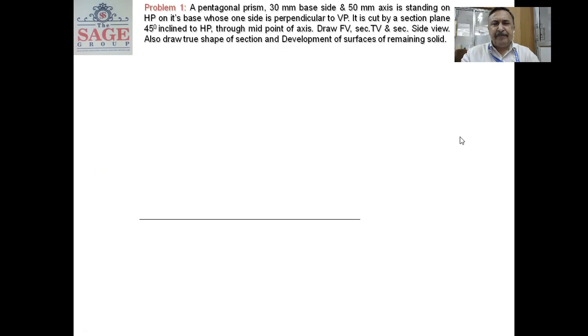So first of all, as we do every time, draw the XY line. Then first of all, we draw the projection of the pentagonal prism. So the prism is standing on HP on its base, whose one side is perpendicular to VP. So the pentagon is made like this. One side is perpendicular to VP.